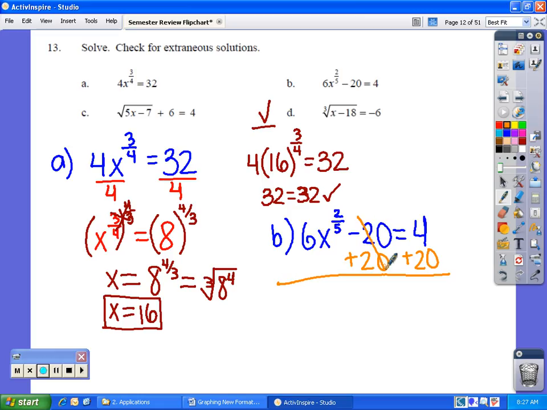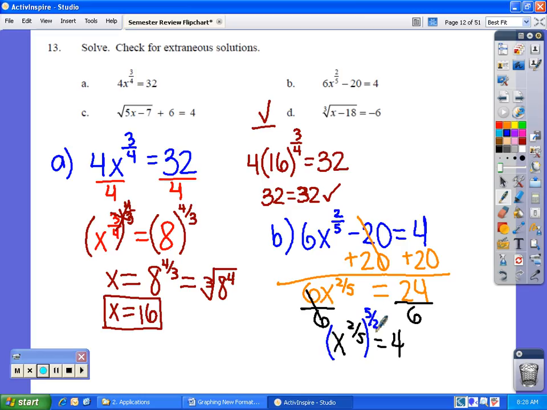Alright, so we cancel out and we get 24 and 6x to the 2/5. We still want to get x by itself, so we divide both sides by 6. And now we're left with x to the 2/5 equals 4. Now we can solve for x in the same way that we did in part A, by raising this to the reciprocal of the fractional exponent. So the reciprocal of 2/5 is 5/2. So we will do that as well on the other side.